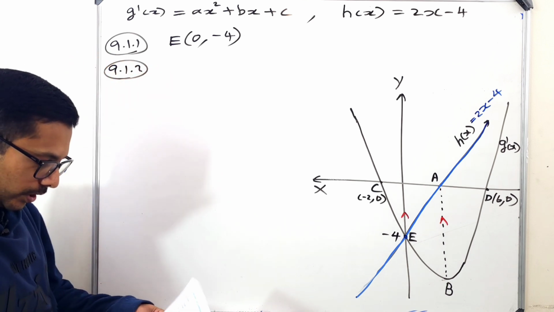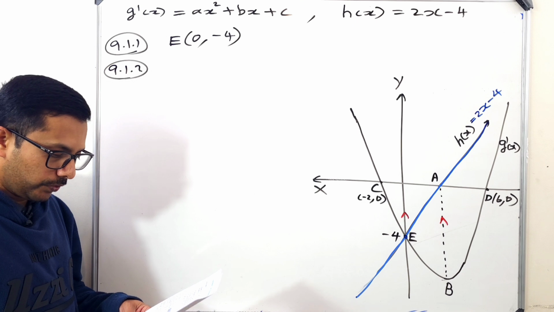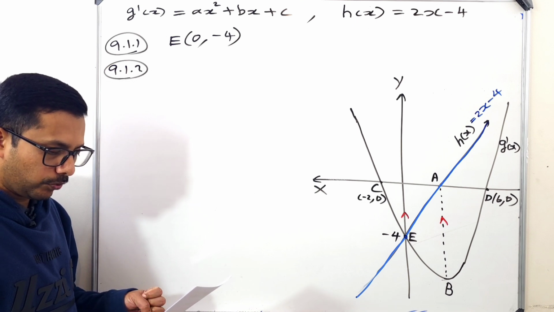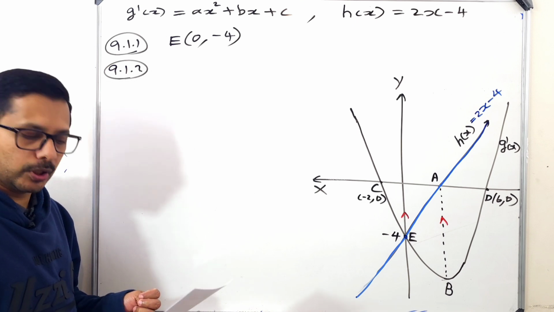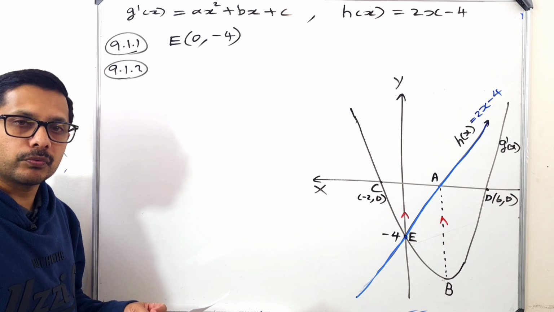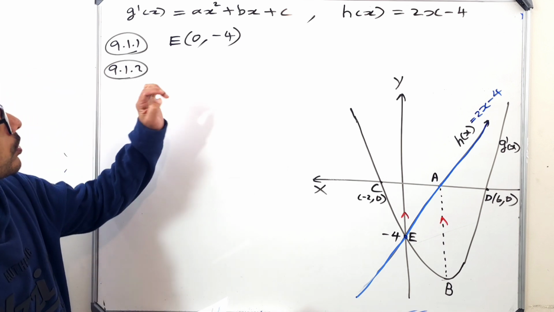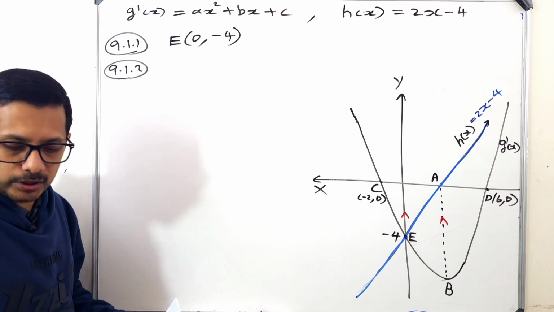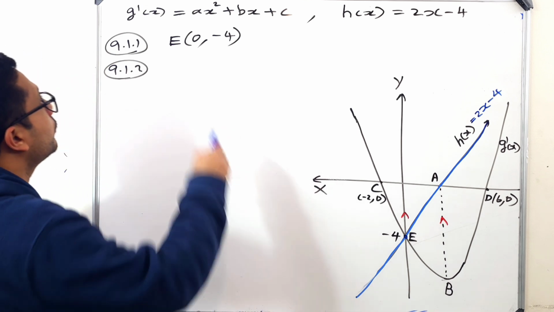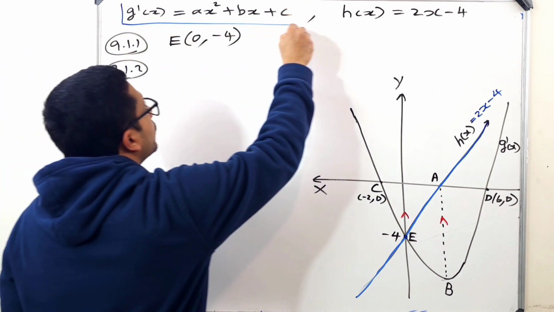9.1.2. What is that question? Determine the equation of the graph G dash in the form y is equal to ax square plus bx plus c. How many marks? 4 marks. So, it means that you have to do something there. Okay. So, what is the question here? You have to find the equation of this G dash of x.